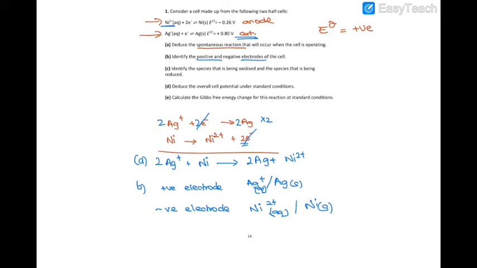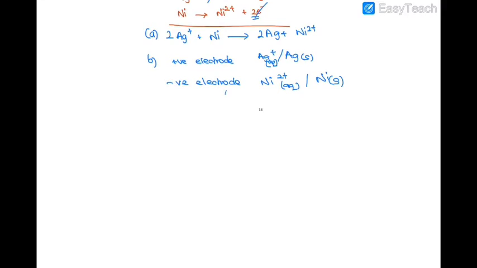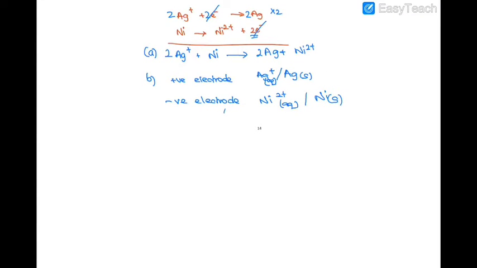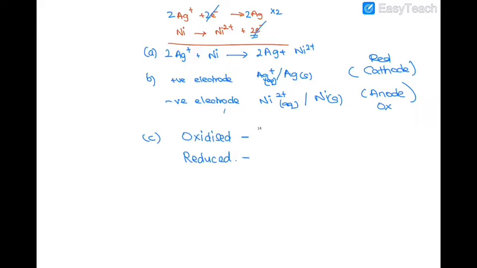Next, you need to identify which one is being oxidized and which one is being reduced. So oxidation takes place at the anode. So this is the anode. At the anode, you'll have oxidation. So the species being oxidized is nickel solid. And at the cathode, you'll have reduction. So the species being reduced is Ag+, aqueous.